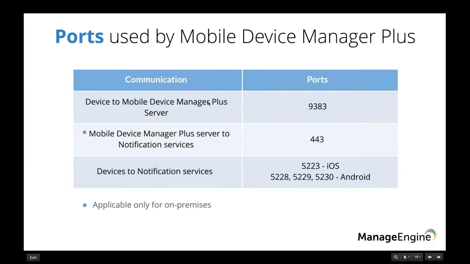For example, for secure communication between the device and the mobile device manager plus server, the inbound port 9383 needs to be open. Similarly, here are the remaining ports that need to be kept open at all times. It's important to note that some of these ports are applicable only for the on-premises version of the product.